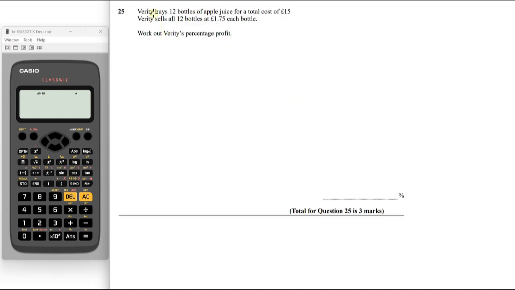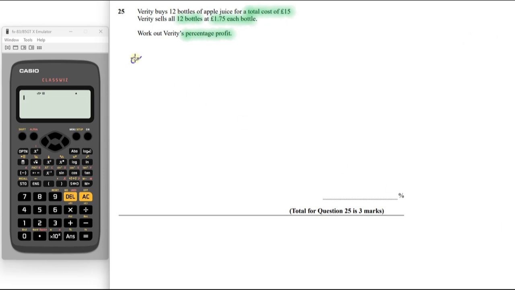Question 25. Verity buys 12 bottles of apple juice for a total cost of £15. She sells all 12 bottles at £1.75 each bottle. Work out Verity's percentage profit.